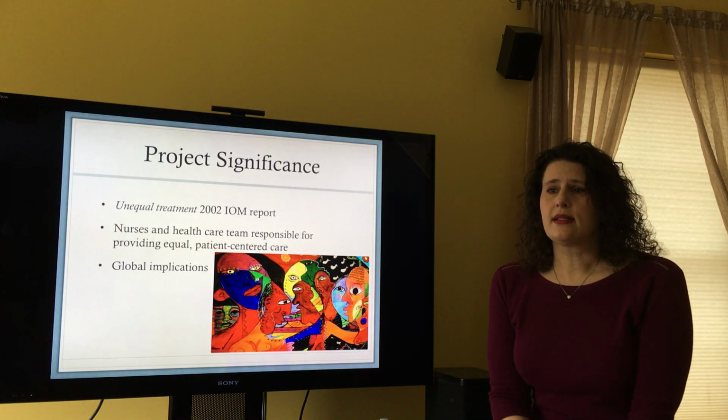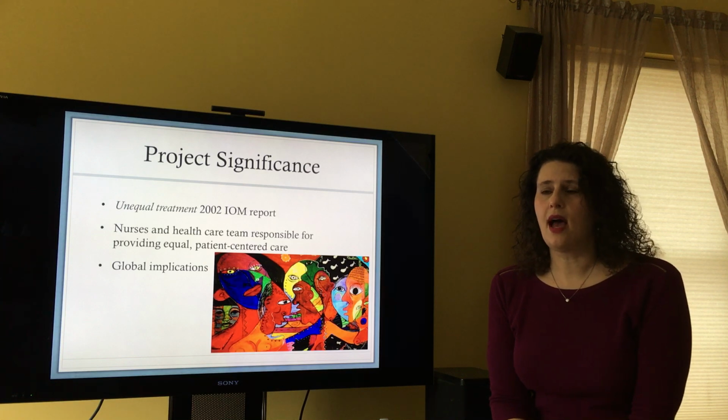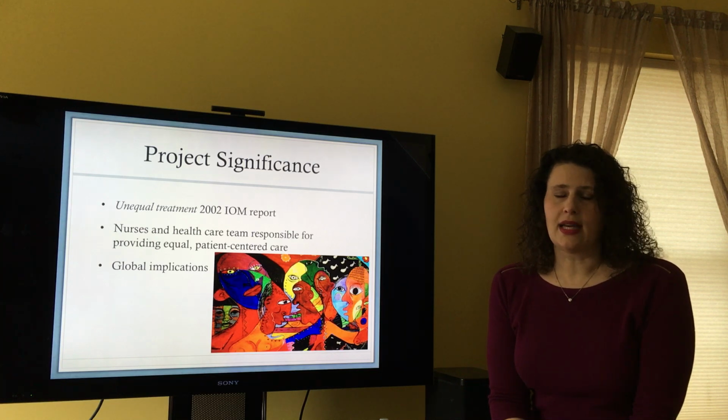The Institute of Medicine, in their 2002 report on equal treatment, has acknowledged the effects of healthcare team members' prejudices and stereotypes, conscious or unconscious, on patient outcomes. Their report states that based on data extracted from patient charts, when all other variables were the same, minorities are less likely than whites to receive needed services or procedures. This is a big problem.